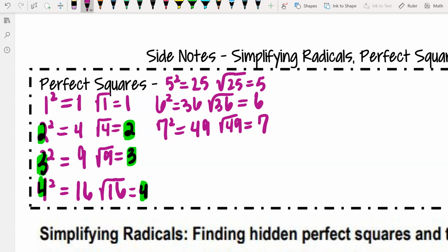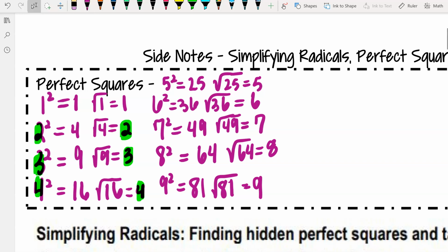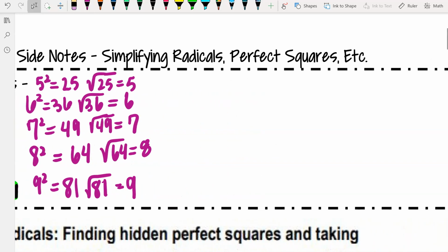So continuing, we have 7 squared equals 49. So if I take the square root of 49, then I should get 7. So then 8 squared, I get 64. So then if I take the square root of 64, I should get 8. Continuing, 9 squared, 81. So if I take the square root of 81, then I should get 9. So it works forwards and backwards. If you square a number and then take the square root, you should get the original that you started with.